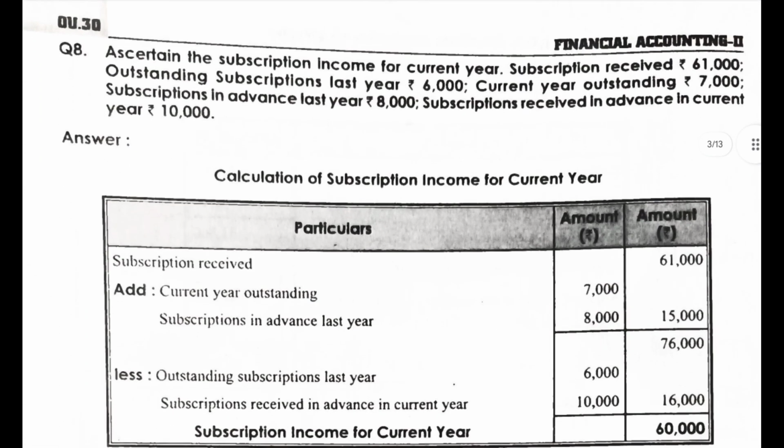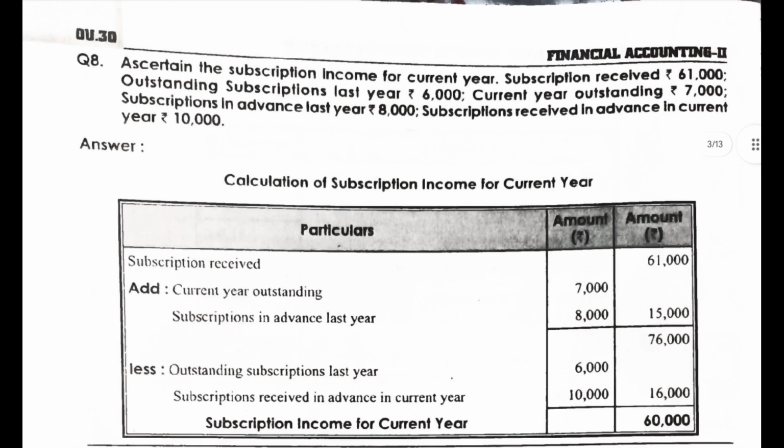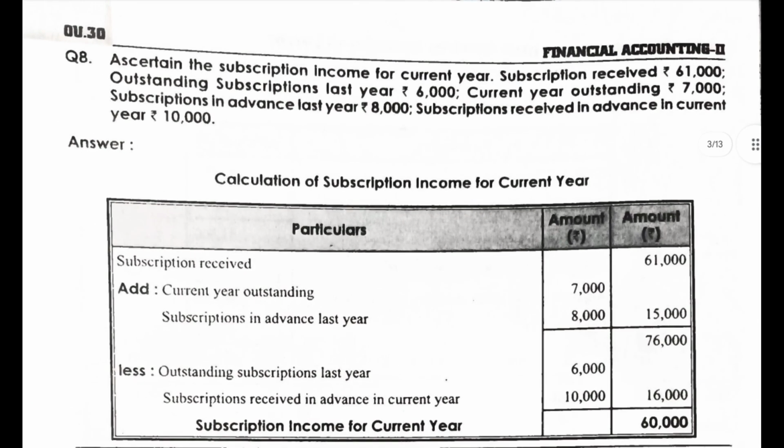Now the next question we have: ascertain the subscription income for the current year. Current year subscription we have to find here. Subscription received 61,000. Outstanding subscription of last year is given as 6,000. Current year outstanding is also given, 7,000. Subscription in advance last year 8,000. Subscription received in advance in current year is 10,000.